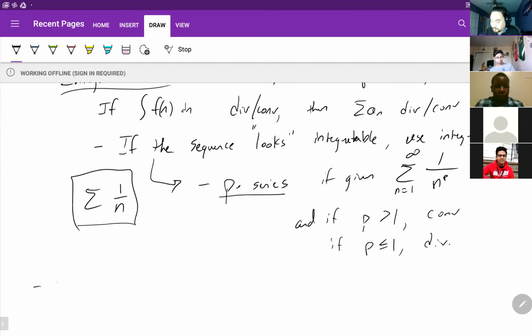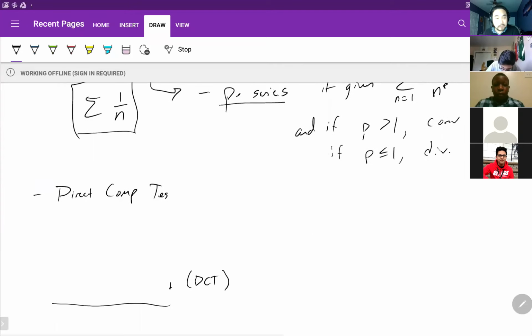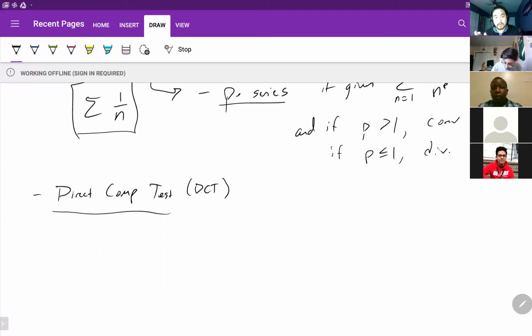Then we talked about the direct comparison test, or DCT. This was something that we talked about last class. I kind of flubbed at the end. I apologize for that. I messed up some definitions with a sub n and b sub n. So we can revisit that today and talk about it a little more to lead us into the one after this. But DCT says a sub n less than b sub n.